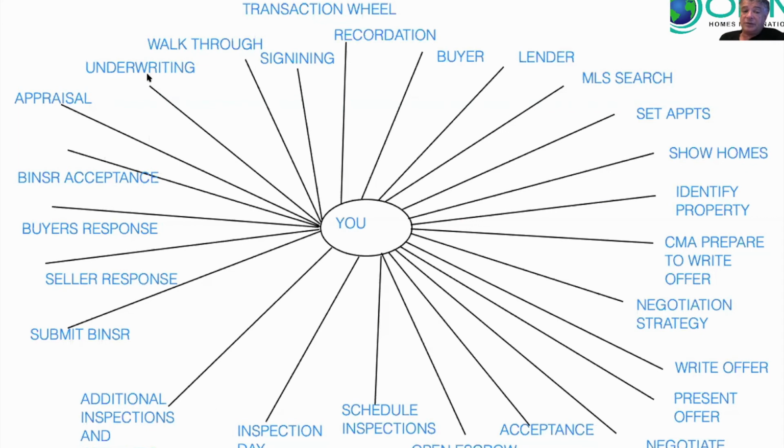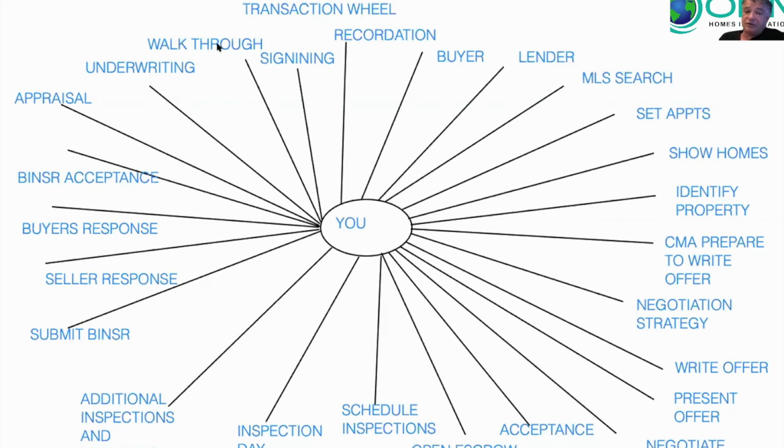The underwriter comes back with approved with conditions. If it's approved with conditions, the conditions are satisfied, and then we go to final approval. After we get final approval, the loan goes to processing, and then from processing, it goes to docs. Docs are then sent to title.